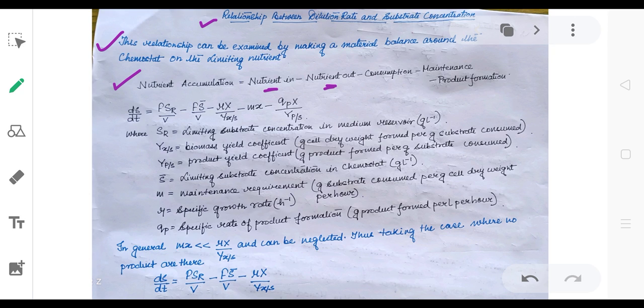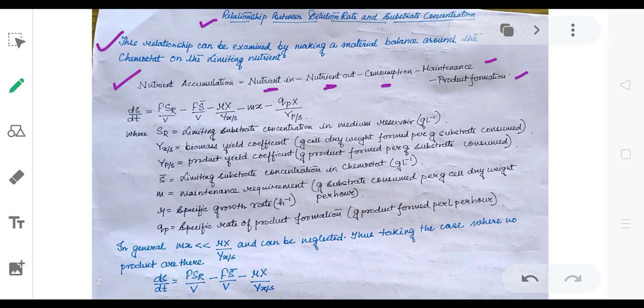Nutrient out means how much nutrient is going out of your chemostat. Then comes consumption. That means how much nutrient has been consumed by the organism to grow. Next is the maintenance: what is the minimum requirement of nutrient needed for the maintenance of the organism? And last but not least is the product formation, that means how much substrate is being metabolized by the microorganism to produce their product. That is very important.